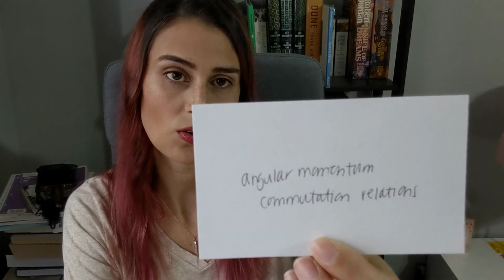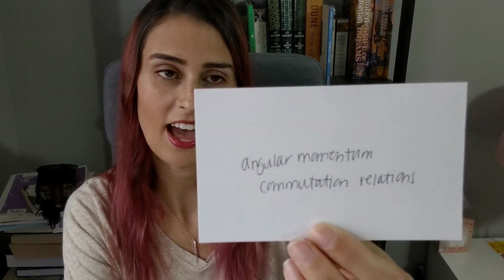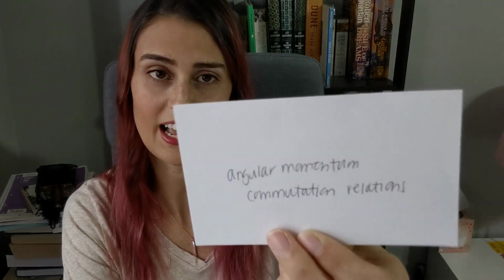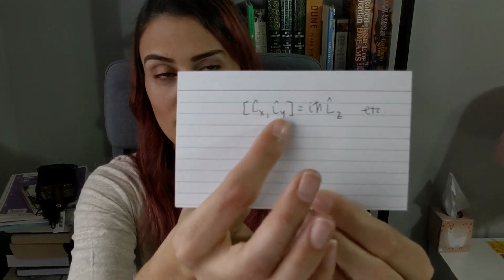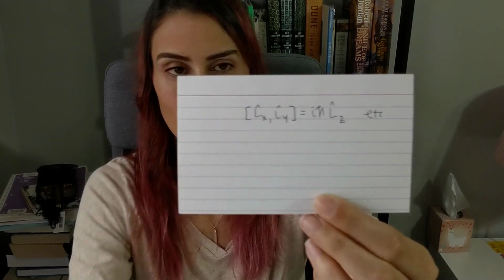Angular momentum commutation relations. So the commutation of L x hat and L y hat is equal to i h bar L z hat, etc. So for different combinations of x, y, and z, it's equal to the other one over here.